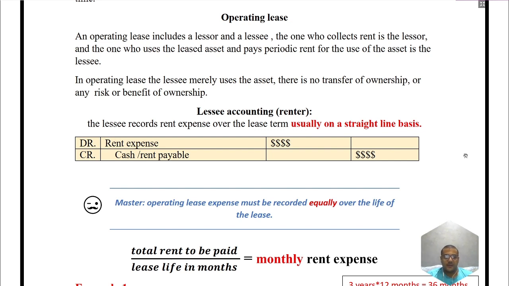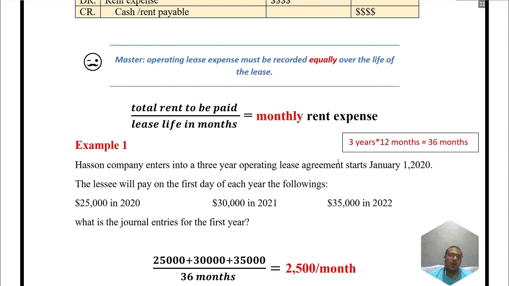Let's see what the master says here. The master says operating lease expense, meaning the rent expense, must be recorded equally over the life of the lease. What do we mean by equally here? He means that you're going to debit your rent expense with a fixed amount each month. Okay, how can we do that? We're going to use this formula. You're going to take the total rent to be paid, and underline "to be paid" because it's really important, and divide that by the lease life in months. That will give you the monthly rent expense.